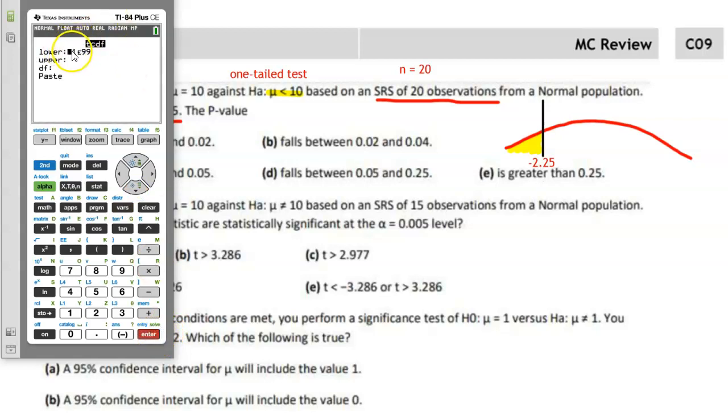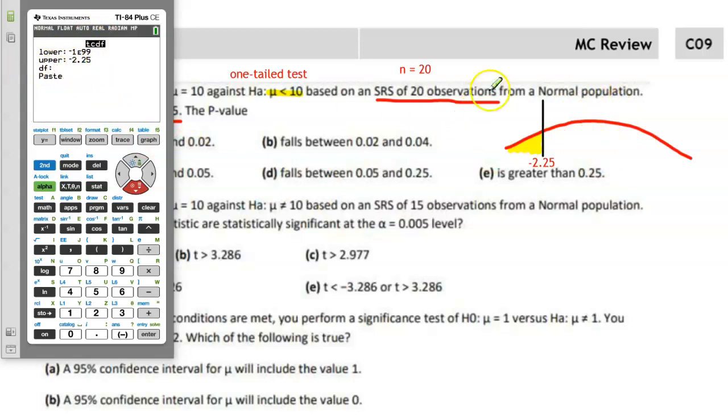Our lower bound is -1 E 99. That's fine. You could use -10 E 99, but that's okay. The difference is infinitesimal. The upper bound is going to be -2.25. So -2.25. Sometimes students forget to put the negative. Please don't forget. And now, instead of identifying the mean and the standard deviation, like in normalcdf, it only asks for my degrees of freedom.